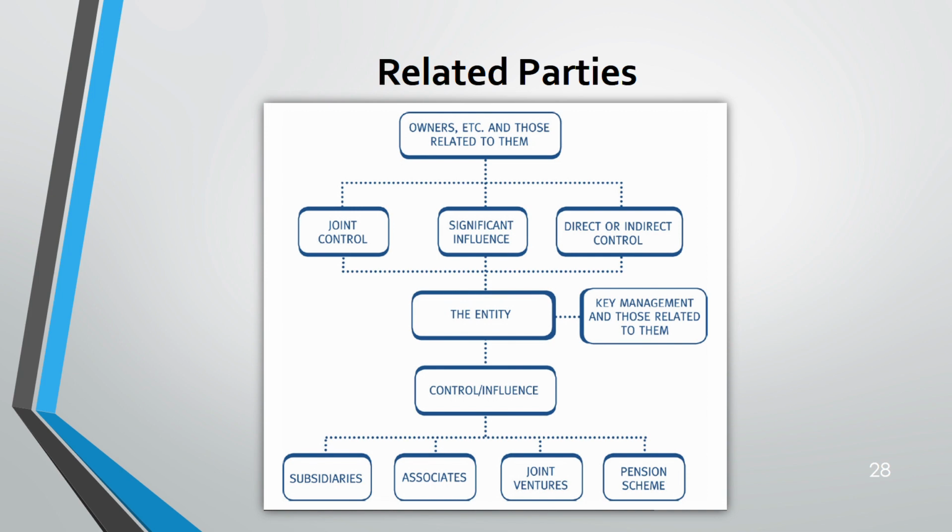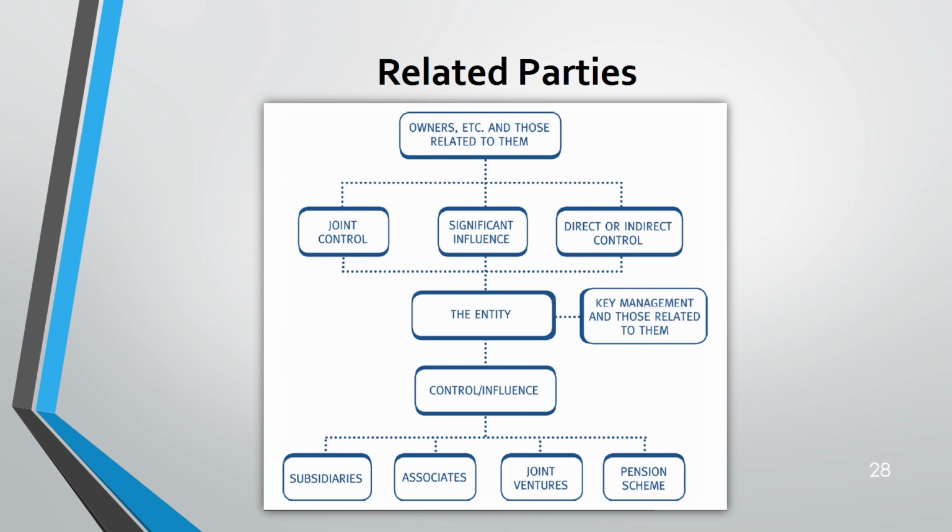An entity could be related to another entity. How? If it's a subsidiary, that means the subsidiary is related to the parent. If it's an associate, a joint venture, or a pension scheme, because a pension scheme is also often dealt through another entity. So if it's a subsidiary, associate, joint venture, or pension scheme, that means an entity is related to another entity.